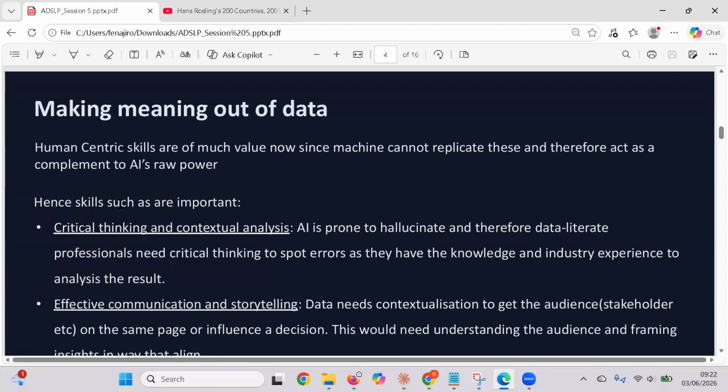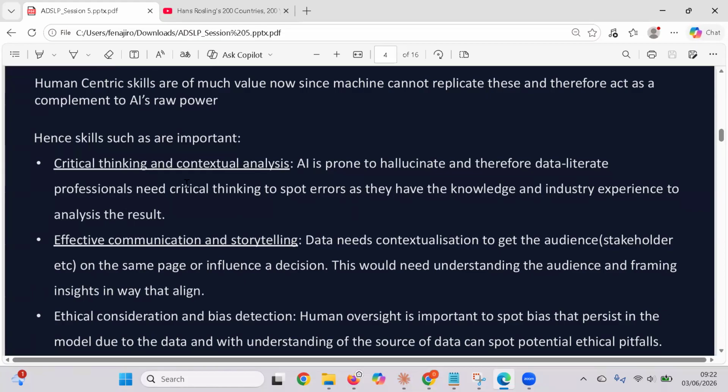Hence, skills such as these are important. What are they? Critical thinking and context analysis. What is context analysis? If you upload data to maybe ChatGPT and you say, these are the list of my customers, can you help me analyze which region made more sales in the year 2015? By doing that, you have given them the data and you are giving them a context to analyze on. That is what makes meaning out of that very data.